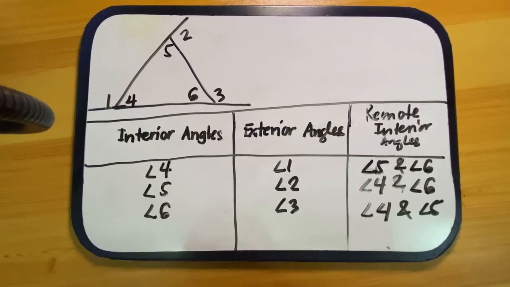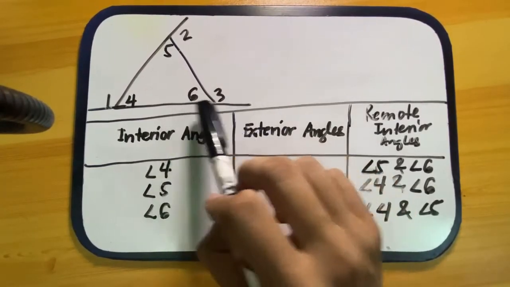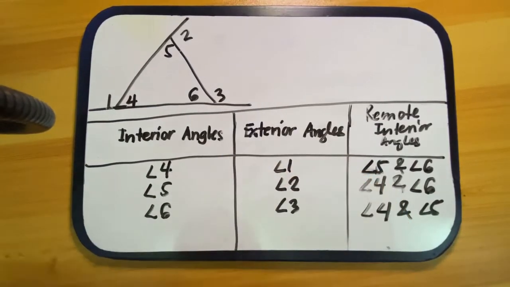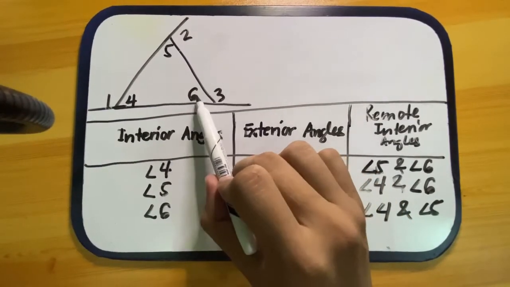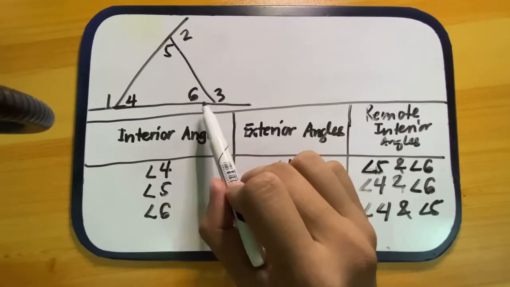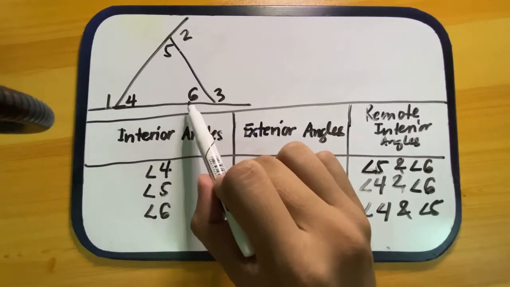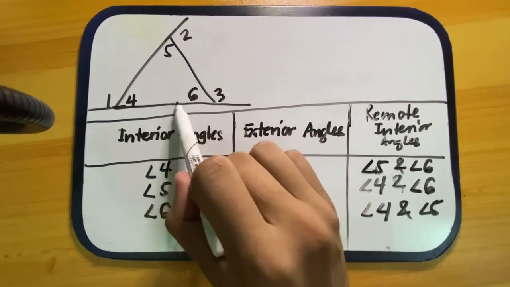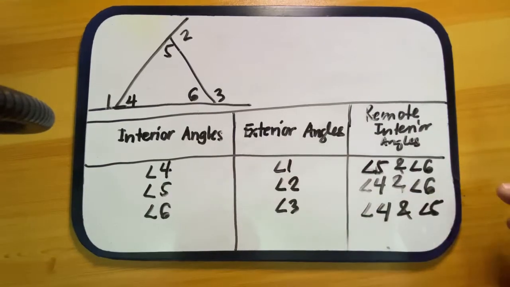So sometimes the adjacent angle is a linear pair to the exterior angle. So here, angle 6 and angle 3, if you add the measurements of angle 6 and angle 3, it will result to 180 degrees here, because they form a straight line or straight angle.